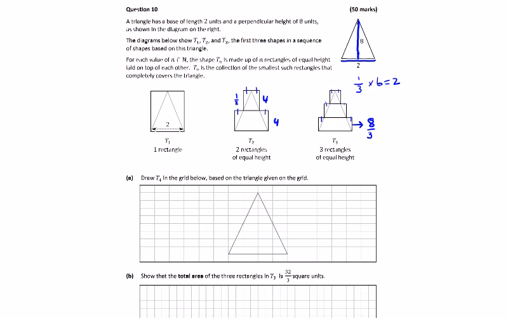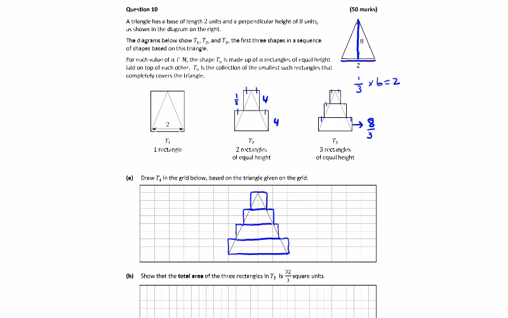Okay, part A, draw T4. So that's going to be 2 high each: 2, 2, and 2. And we're asked to draw the rectangles. So we can start with this one here. Up, across, and down. Up, across, and down. And up, across, and down. And same again, up, across, and down. So this is T4.